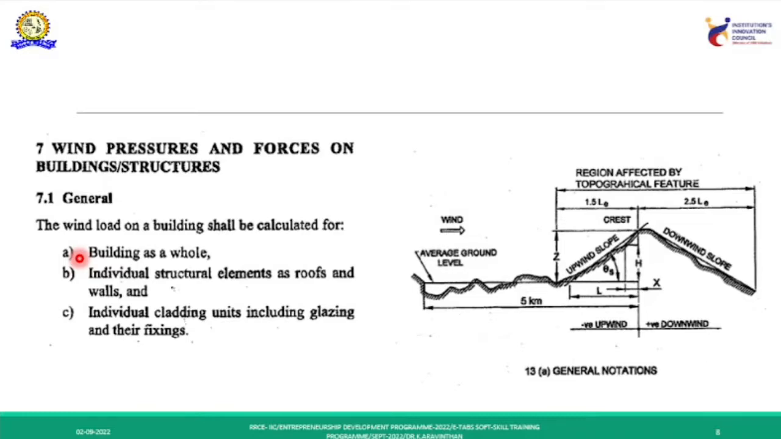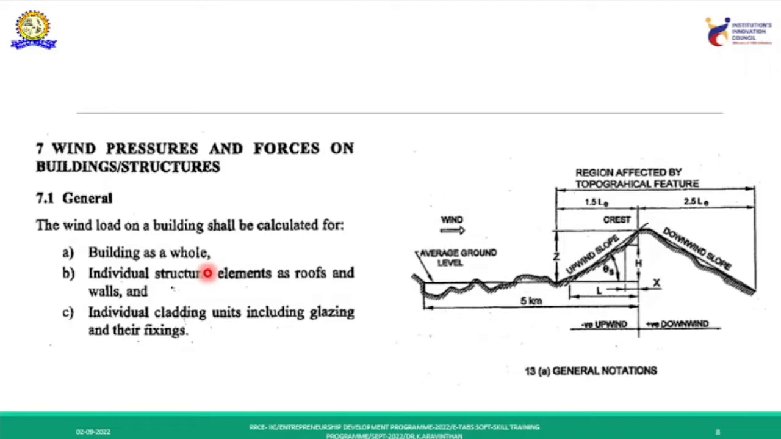In IS 875 Part 3, you have wind loading: how to apply wind loading, when you should consider wind load for a building, and how we can consider the wind load. In the general instructions, the wind pressure and the forces on buildings or structures are given. The wind load on the building shall be calculated for the building as a whole. So for the total structure, for the total elevation, you have to consider the building, not a single point.